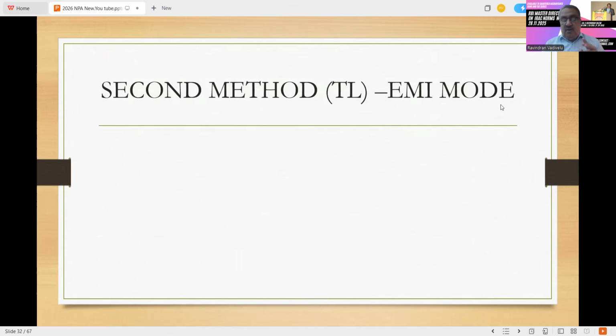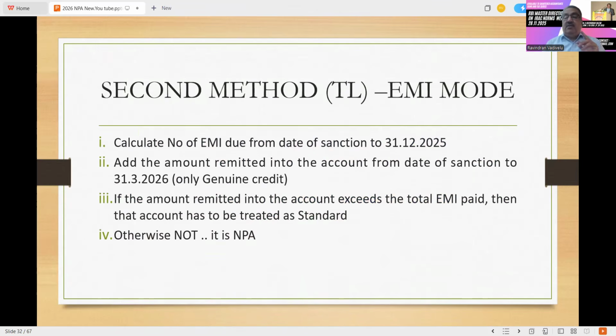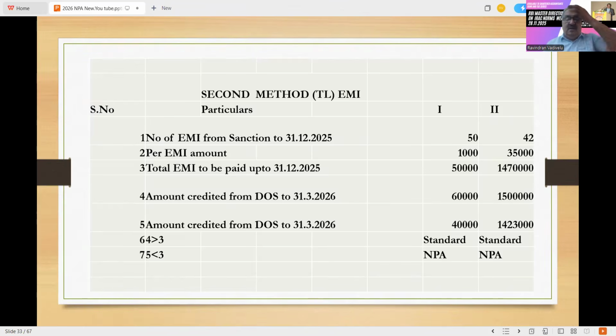Next one is we are going with the EMI concept. Here you have to calculate, and again I'm taking the first method, the EMI from date of sanction to 31/12/25. What is per EMI? It is 1,000. That is, the actual EMI to be paid up to 31/12/25 is 60,000.